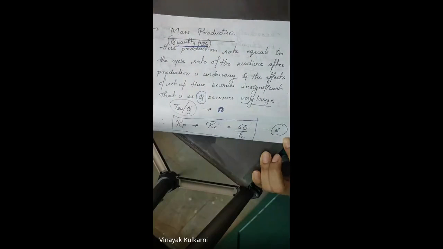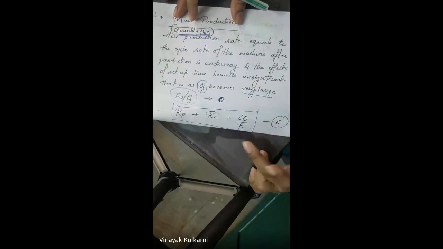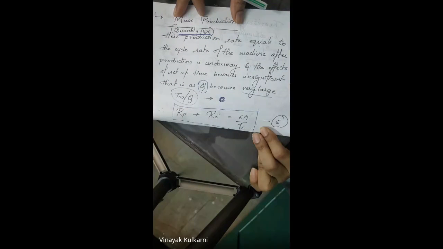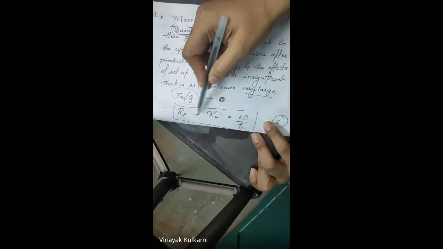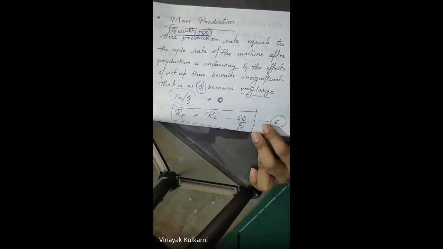Ma'am, can you display the quantity type? Actually, same as the equation for flow type also, flow line type also. There also RP is equals to 60 divided by TC. Ma'am, can you just show the flow line type again? Yes, ma'am. Thank you. Okay.